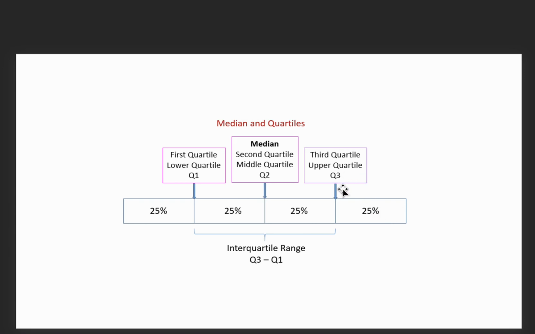Then we have the third quartile. The third quartile, we have 75% below it, and as a matter of fact, 25% above it. So that's what the third quartile is. The interquartile range measures the width of the middle 50% of the data. Think of it that way. So it's Q3 minus Q1. It's how wide the middle 50% of the data is.